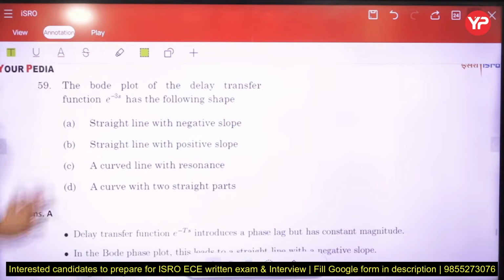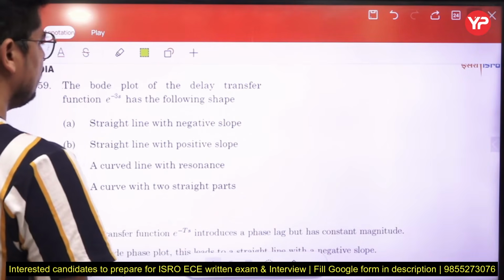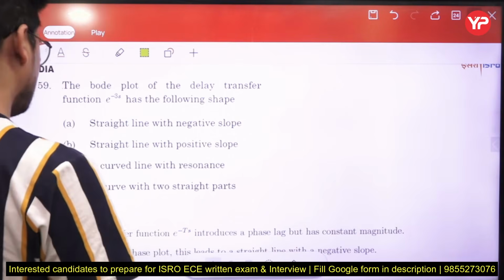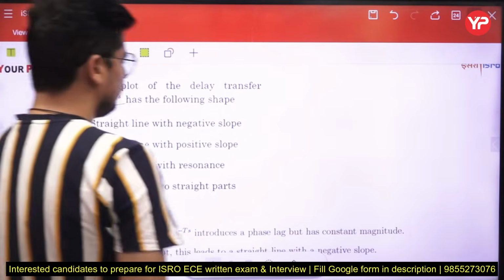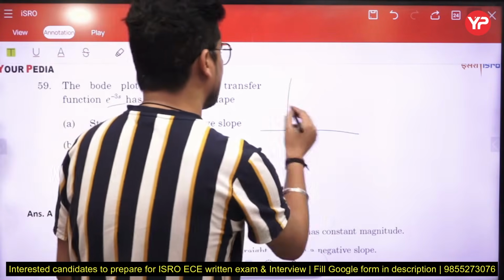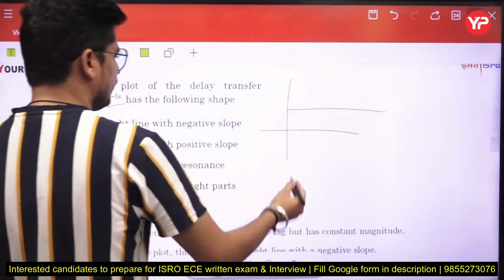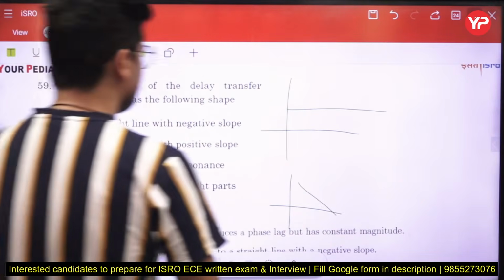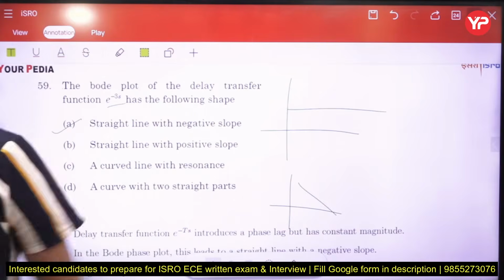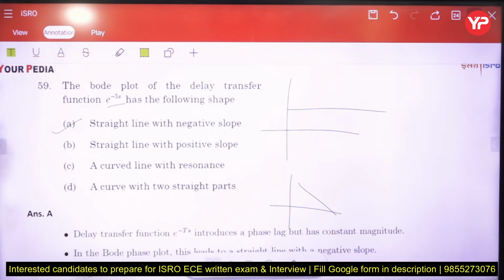The Bode plot of a delay transfer function e raised to the power minus 3s has the following shape. See, basically whenever we are talking about the Bode plot of a delay element, there are two plots in the Bode plot. The magnitude plot is constant, but the phase plot will have a linear decay, right, with a negative slope. So the answer will be a straight line with negative slope in phase. Remember that the magnitude will be constant; it will only change in the phase plot.